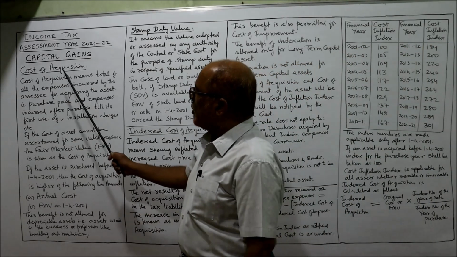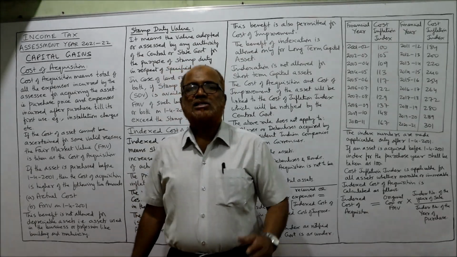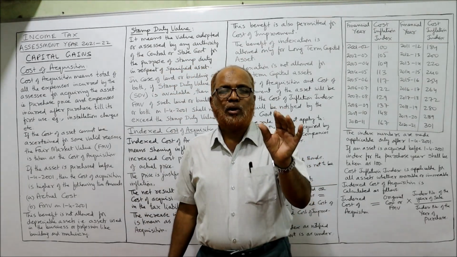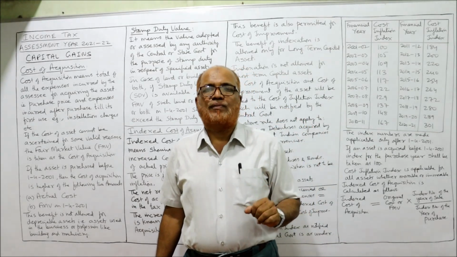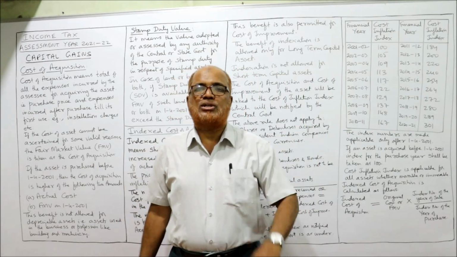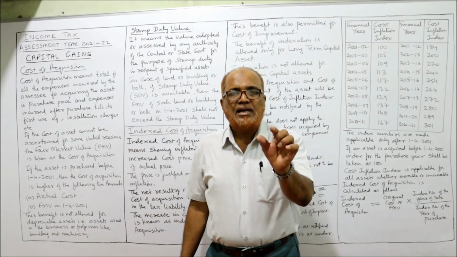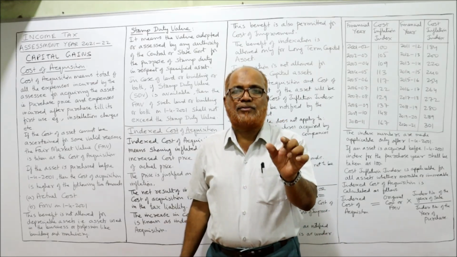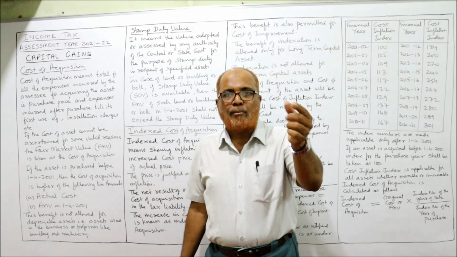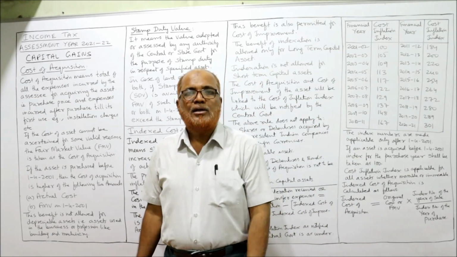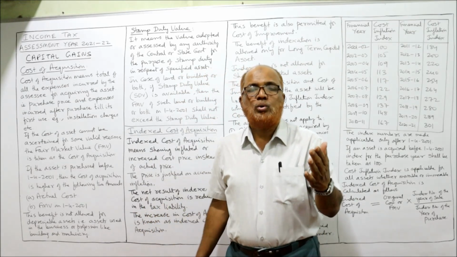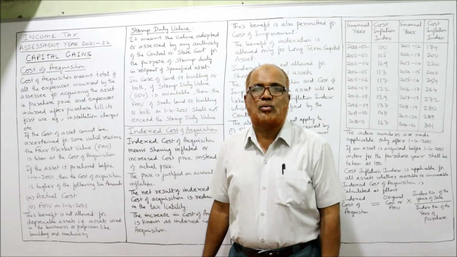First of all, cost of acquisition. In the last video I explained that in order to compute the income from capital gain, we have to deduct the cost of acquisition from the consideration received. Consideration received is the selling price. The selling price minus the cost of acquisition, we will get the capital gain. So you must be clear regarding how to compute the cost of acquisition.